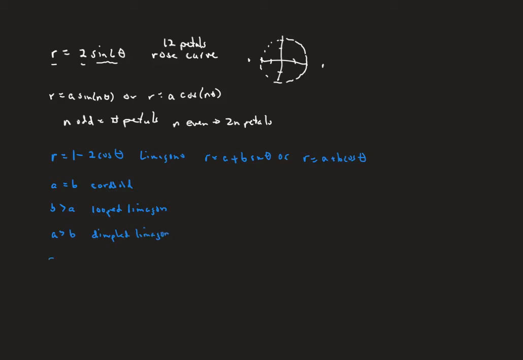And if A is more than twice what B is, then we get the most boring one, which is just a convex limaçon. That is, it's just going to look like a big egg.